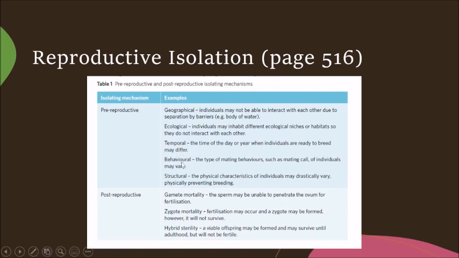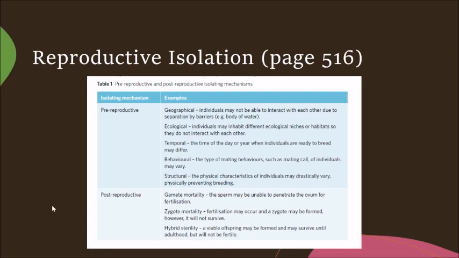Behavioral, so different mating behaviors, mating calls, or you're just repulsed by their behaviors. And I'll talk about that in a moment. And structural, so you may actually not be compatible with one another. So even if you tried to mate, you just physically can't do it because the bits and pieces don't work. All right, so that's pre-reproductive. It's before you actually reproduce. Let's assume that you've overcome all of those barriers and you've actually managed to attempt reproduction.